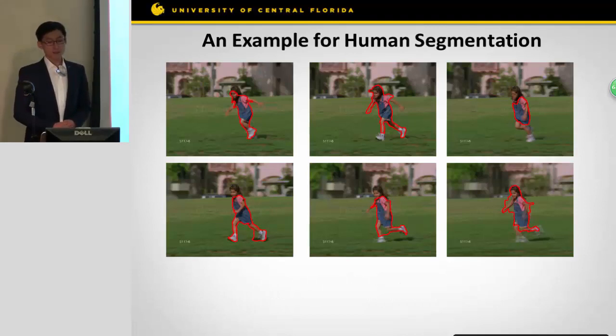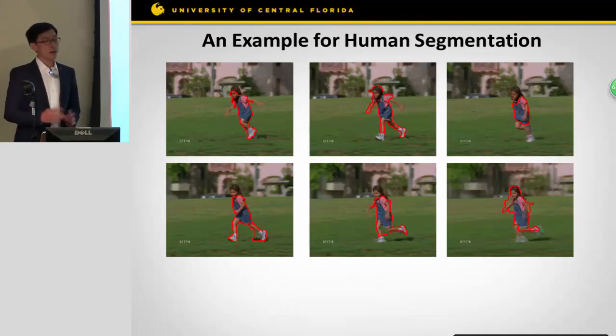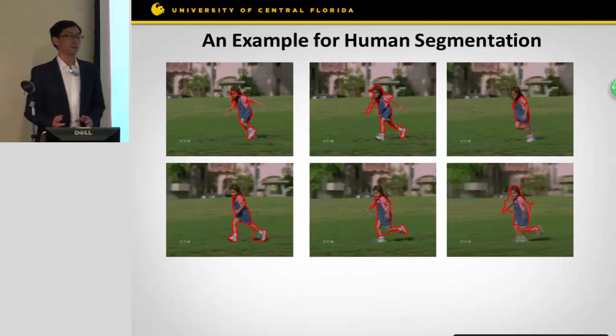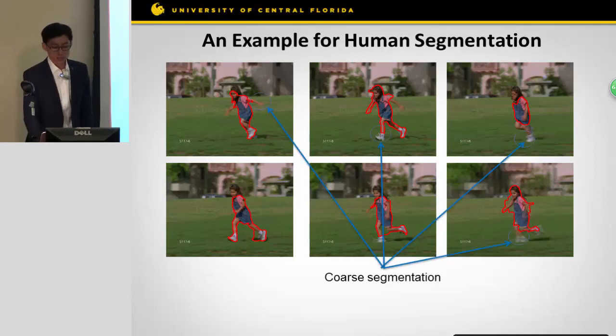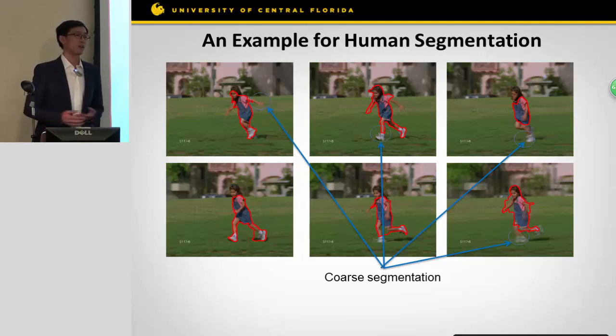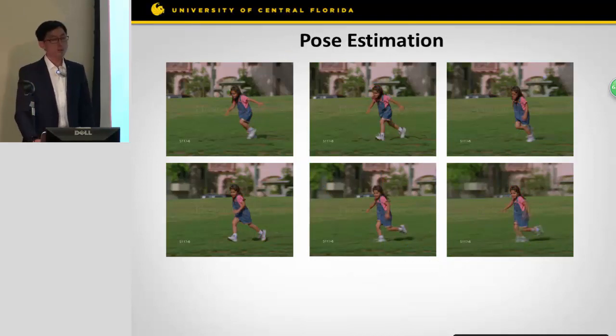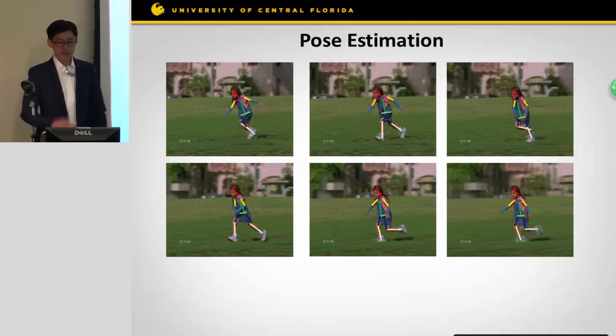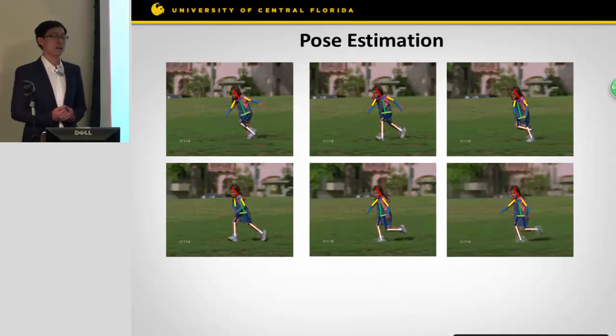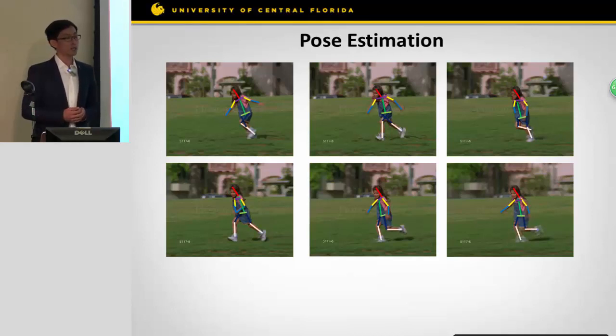Let's see one example of the human segmentation results using the video object segmentation method I just introduced. As you can see, for some of the body parts, we cannot get very good segmentations, and actually these body parts are missing. And the human pose estimation method can identify the locations of the body parts. So what we believe is that by using this fine level information, we can improve the object segmentation results.